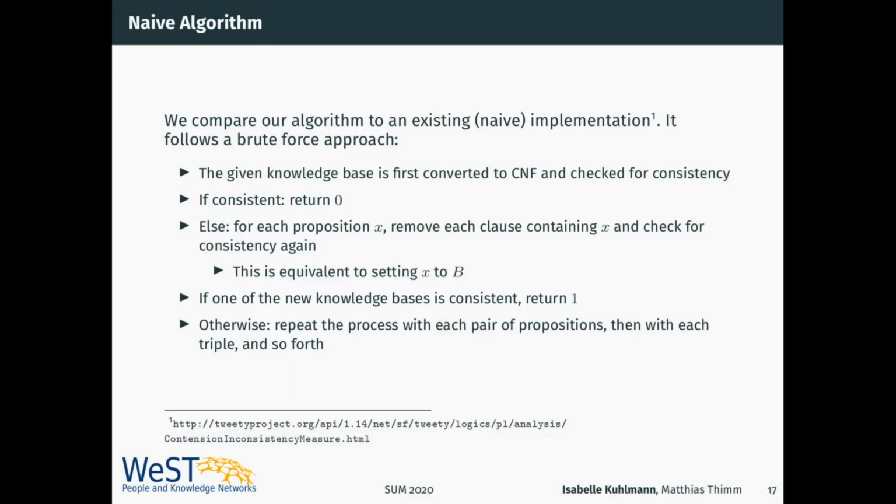And this is essentially equivalent to setting X to both. Now, if one of these new knowledge bases is actually consistent, we return the value 1. Otherwise, we have to repeat this process with each pair of propositions. And if one of the new knowledge bases is consistent, we return 2. If it's not, and if we still didn't find a consistent knowledge base, then we have to look at each triple and so forth.